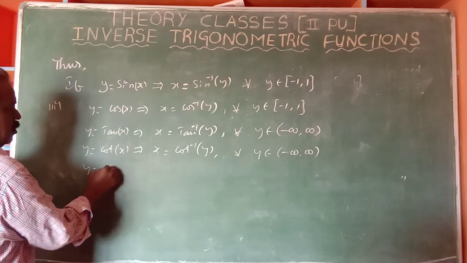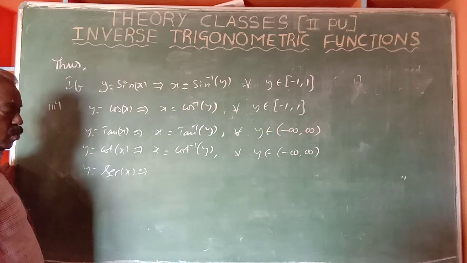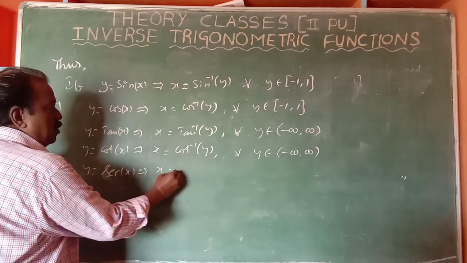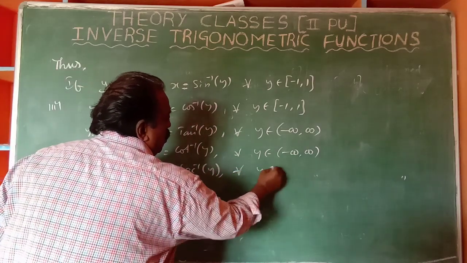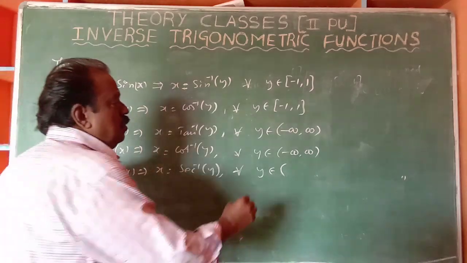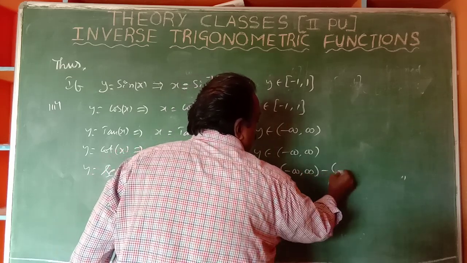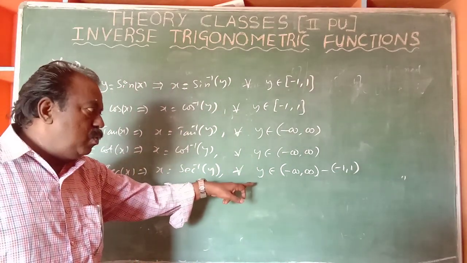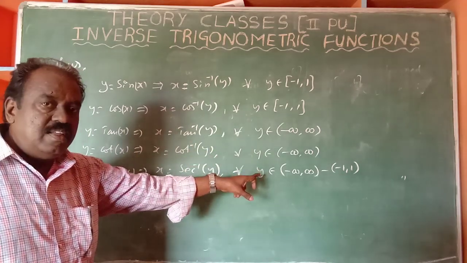Y is equal to secant x. Secant, it is secant, not sec. You don't say it as sec. It is secant x. Y is equal to secant x, that implies x is equal to secant inverse of y, where y belongs to minus infinity to minus 1, union 1 to infinity. If it is not known to you, you simply leave it out. While we are drawing the diagrams, it can be easily understood.